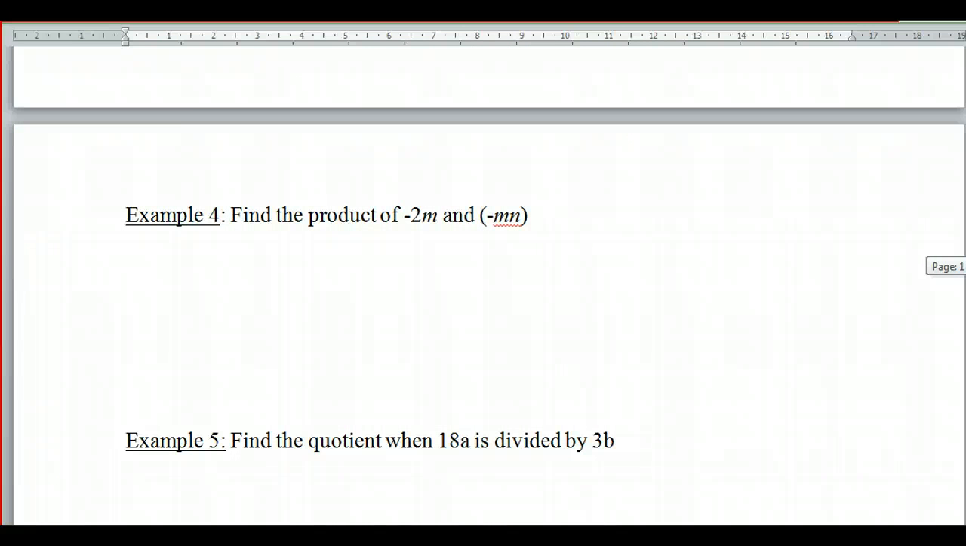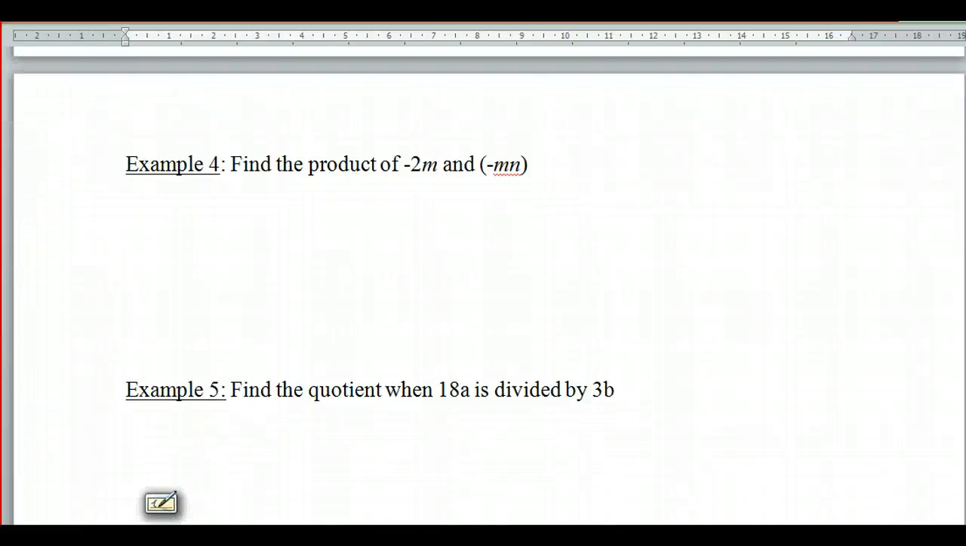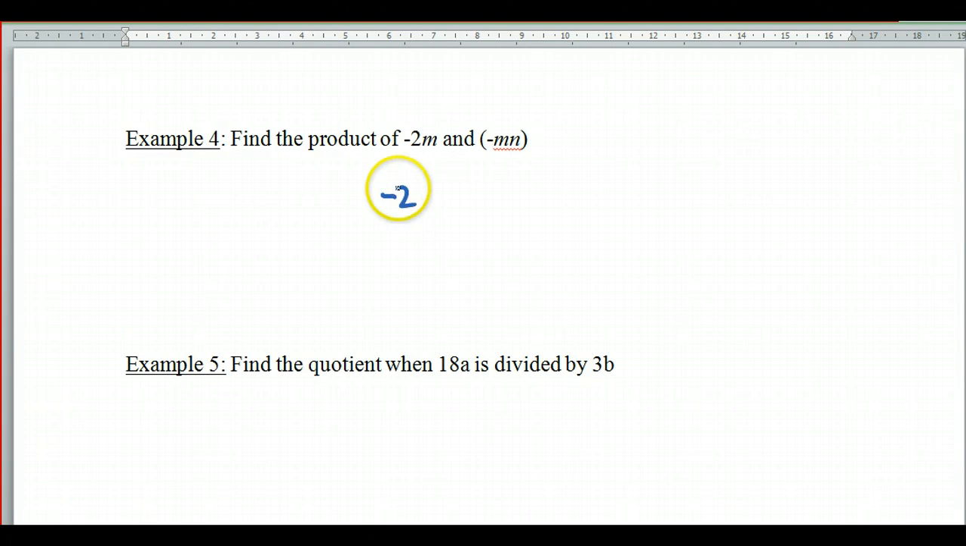All right, let's do a couple more. Find the product of negative 2m and negative mn. Here's where things get a little bit tricky. Don't forget, there's a negative 1 here. So we're going to do the coefficients first, just like the last one. I have negative 2 times negative 1. Well, a negative and a negative gives me a positive. So there's my answer. Now, m times n, well, I'm going to write it as m times n.